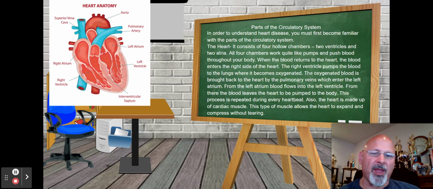Also, the heart is made up of cardiac muscle. This is basically a muscle that allows the heart to expand and compress without tearing, and this is the only place in the body where you'll find cardiac muscle.